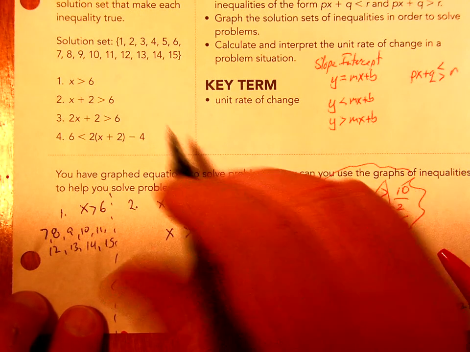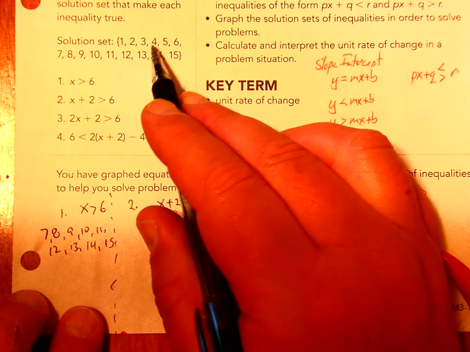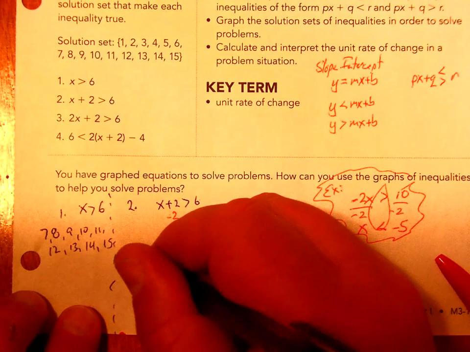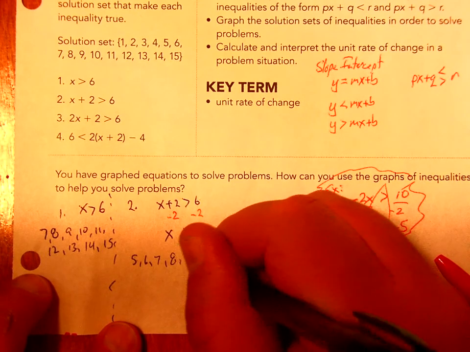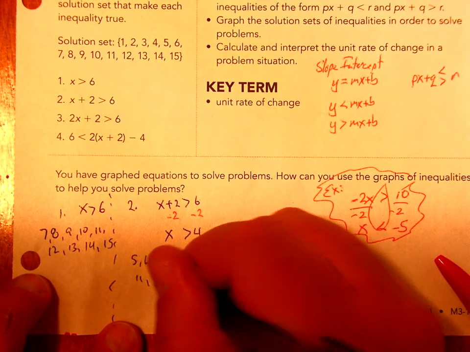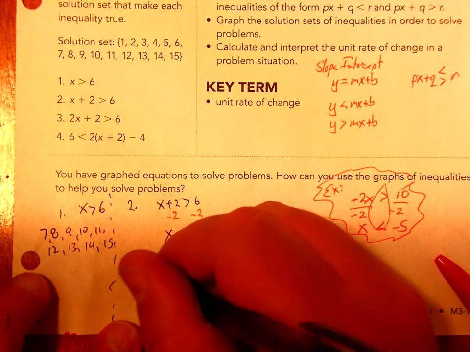So 1's not a solution, 2's not a solution, 3's not a solution, 4's not a solution because it has to be bigger than 4. 5, 6, 7, 8, 9, 10, 11, 12, 13, 14, 15. Probably the lengthiest part of these problems is just writing out the solution set.